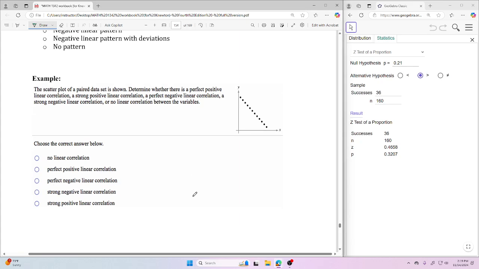Okay. What about this guy? Which one would be the best choice for this? Yeah, perfect means like 100%. You know what I mean? Negative because it's going down. It's going down. So that's negative. There you go. Cool. Yeah, perfect is 100%.